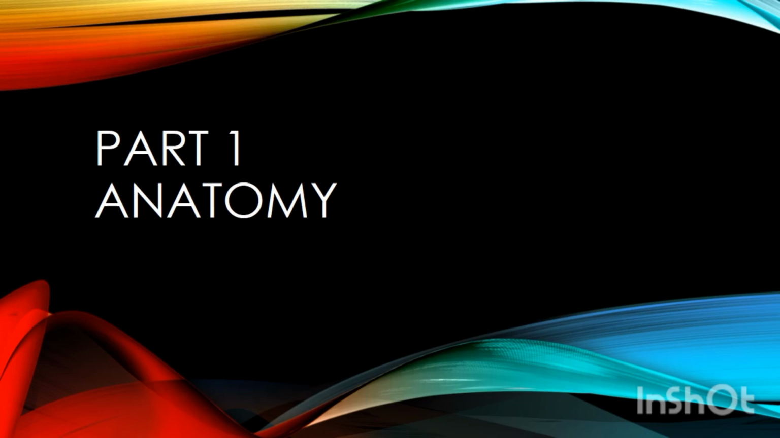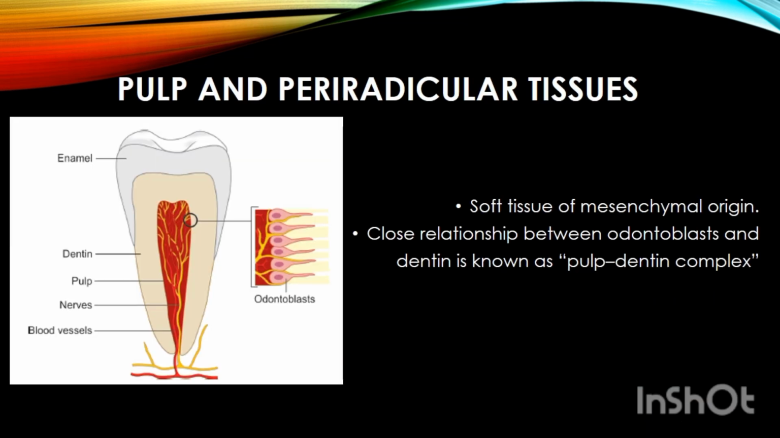Hi everyone. So this presentation is going to be on the topic pulp and the anatomical aspect of the pulp. We know that a tooth consists of three main structures. What are they? Enamel, dentine, and pulp. Now, what is a pulp?